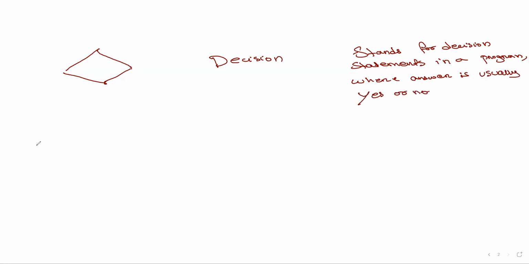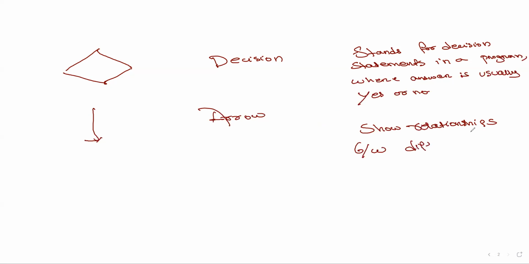Then the next symbol is the arrow symbol. The purpose of this symbol is to show the relationships between different shapes.